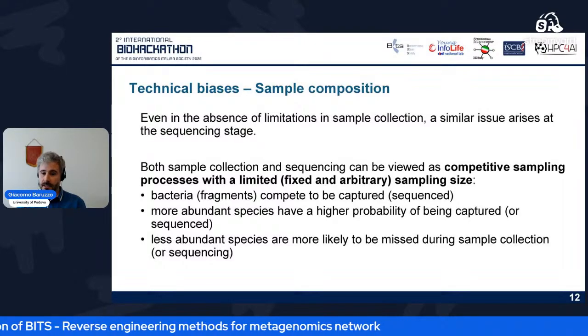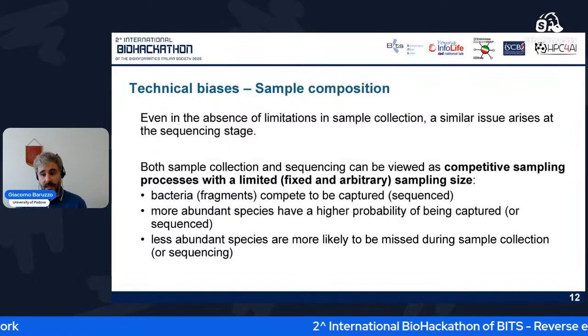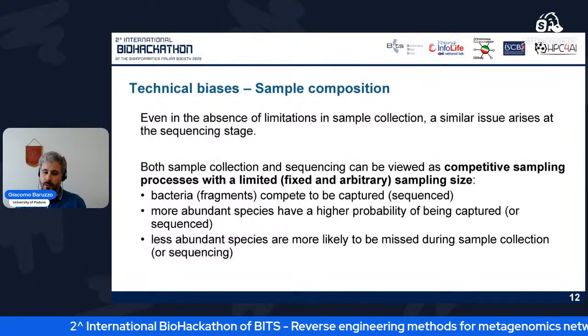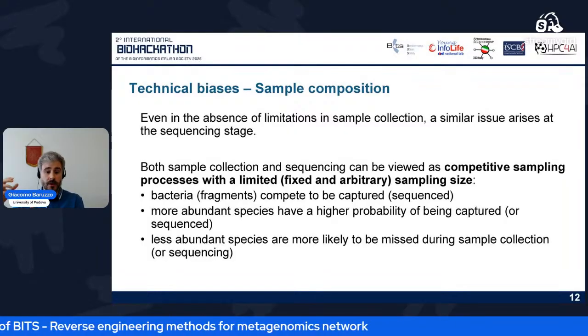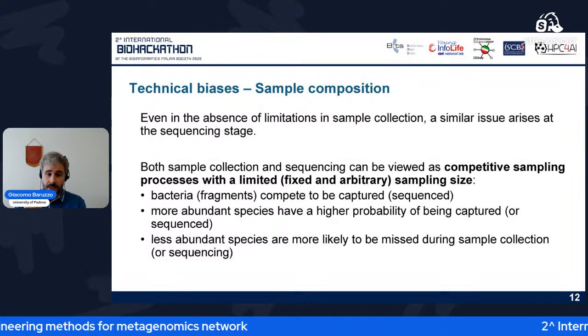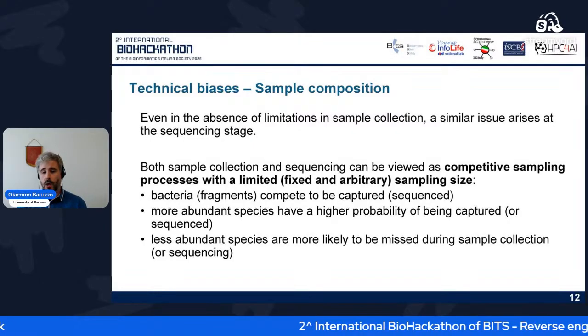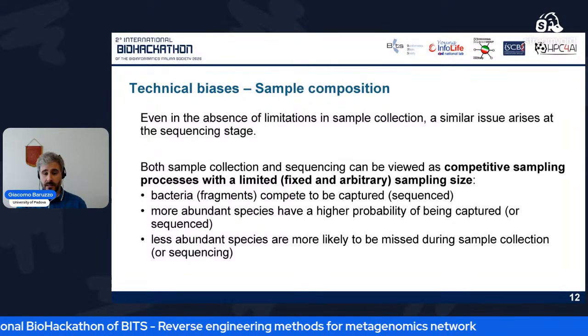This is telling you that bacteria that are of low abundance, or fragments that are of low abundance, compete to be captured or sequenced, and they are the ones with the highest probability of being missed, meaning that you are not able to capture that bacteria or to ensure that there is at least some read describing that bacteria. This is, again, a huge bias for low abundance species, but as I showed you before, even higher abundance species are still having some issue in terms of relative abundance within a sample and between samples.